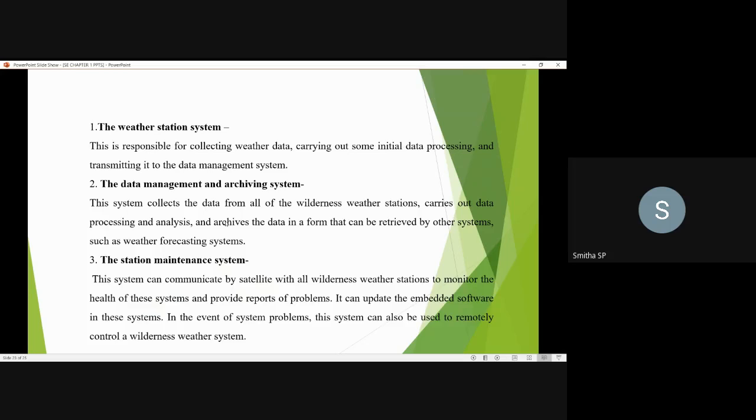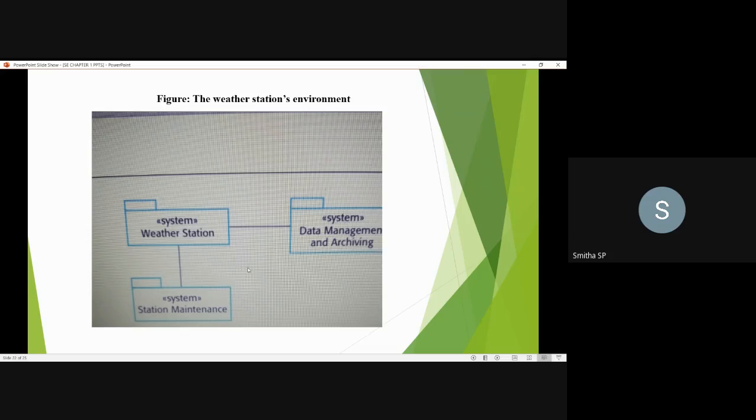If any problems occur and a system does not work properly, this system can be used to remotely control the weather station. So these are the roles of the weather station system, the data management and archiving system, and the station maintenance system. All these systems work together in the weather station's environment.